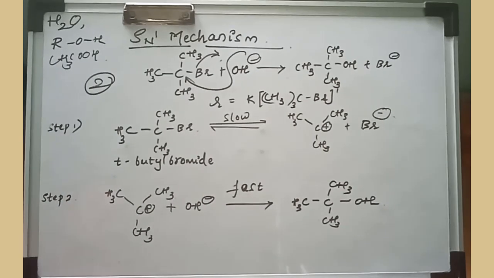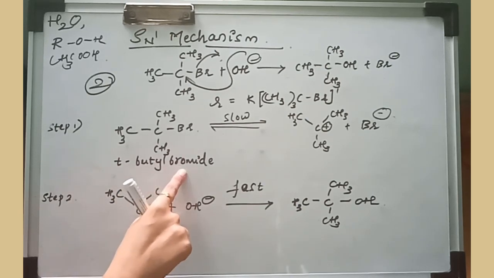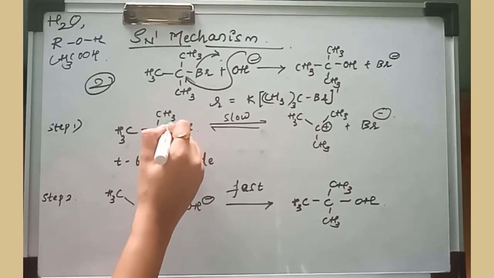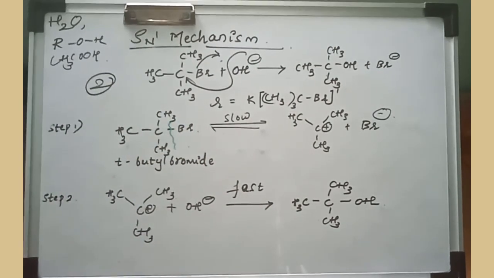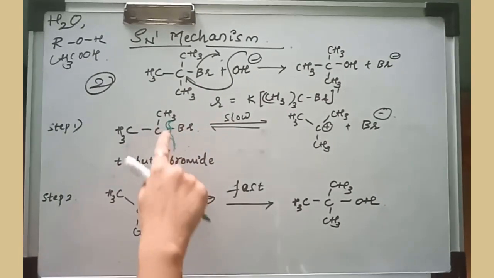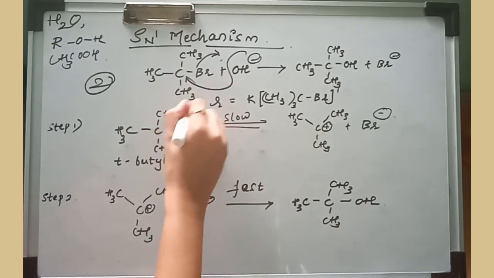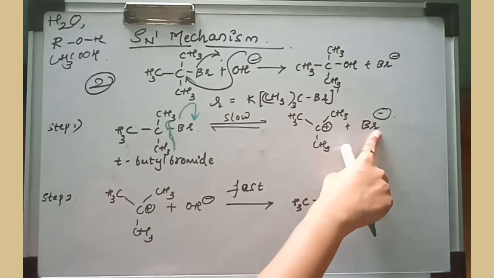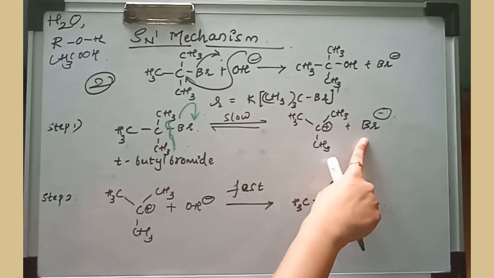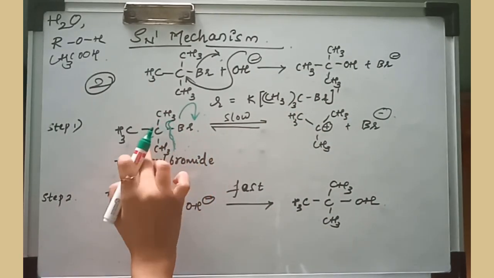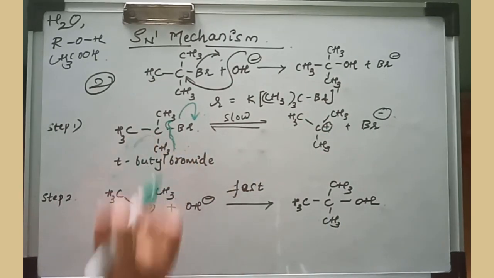In the first step, the tertiary butyl bromide undergoes heterolytic cleavage. That means the carbon and halogen bond will be broken. So this is heterolytic cleavage here. When this bond is broken, the more electronegative atom gets the negative charge, so the complete negative charge is present on this Br minus. And the carbon has lost the electrons here, so it gets a positive charge.